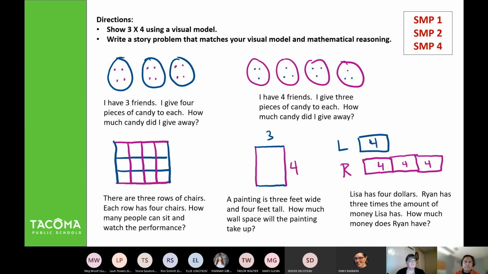No, I think this is great. This idea of having a visual representation, where we're making connections between the context and the mathematical equation, is really important. That would be true for elementary, middle school, and high school. Thank you.